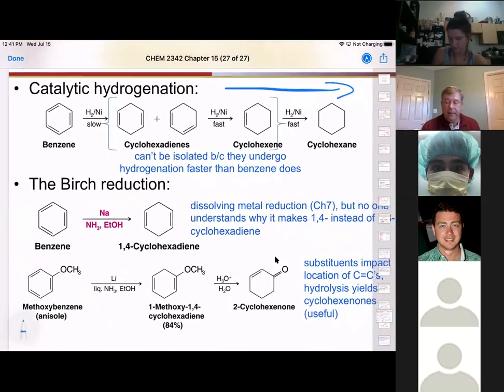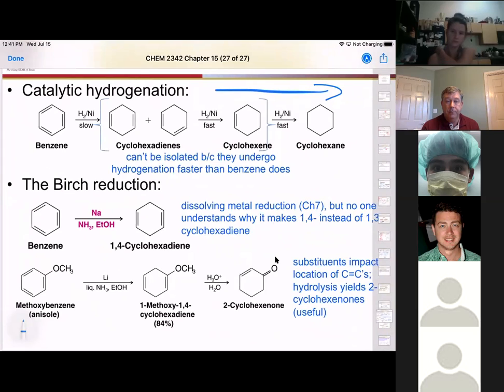So we end up with that unconjugated form, and one of the reasons that it's unusual is that it is not the conjugated form, and I don't know why it does this, but we can use it to our advantage, because if we had something like anisole here, so it had a substituent on it, and we didn't want to have that benzene ring anymore, we could use that dissolving metal reduction, and in this case, we're using lithium instead of sodium here.